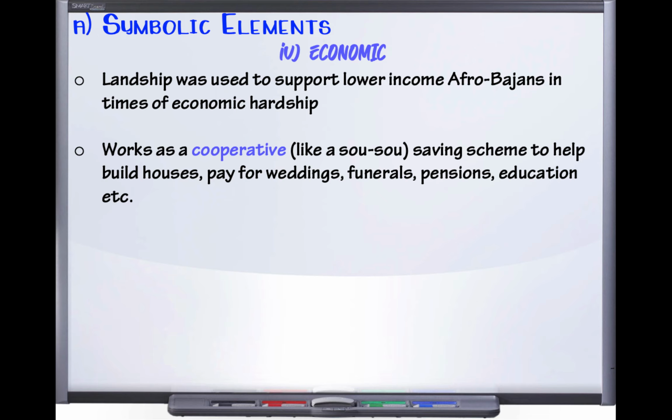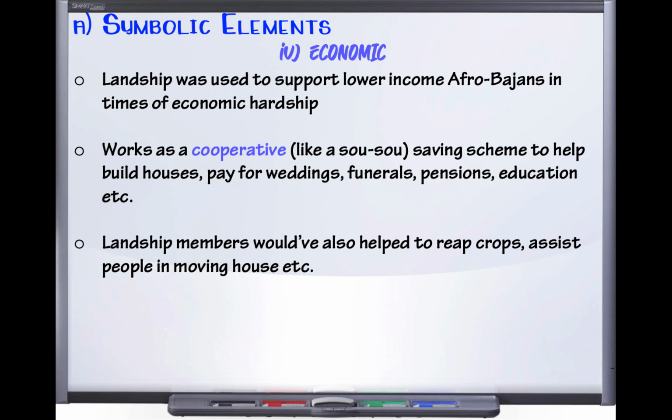So they do things like save money. I'm not sure if you know how a susu works, but we will go into that as another cultural form as well. Basically everybody puts in a certain amount of money, and then each person will have a chance to draw out a big lump sum of money. So they would come together to raise funds to pay for weddings, funerals, old age pension, education, things like that. Like there are some people who speak about going to school or going to university and needing books, and they only ever got those books through the landship because they were too poor. Their family wasn't wealthy enough to afford things like that.